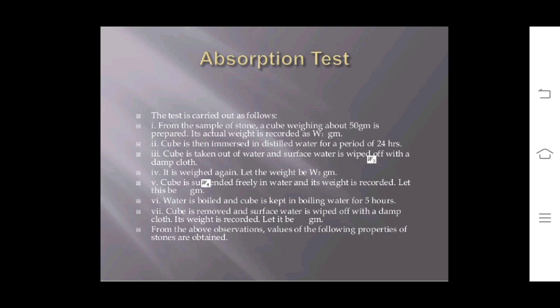In the next phase, water is boiled and the cube is kept in boiling water for 5 hours. After that, the cube is removed and surface water is wiped off with a damp cloth. Its weight is recorded in grams as W4. From the above observations, values of the following properties of stone are obtained.